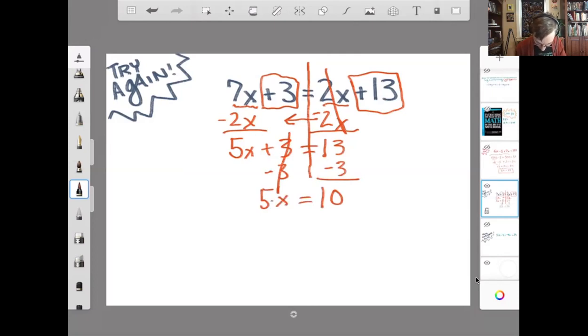That's actually 5 times x, so we're going to do the opposite, which is divide. That negates the 5. And then we have 10 over 5, which is the same as 10 divided by 5. X equals 2.